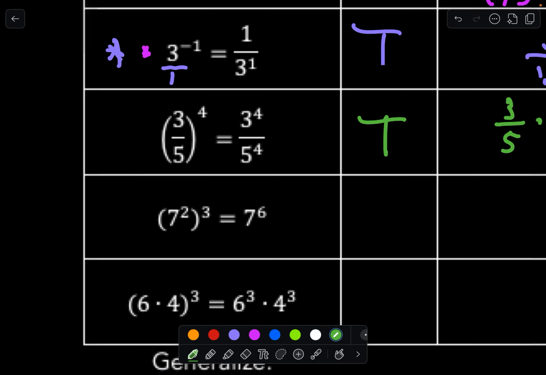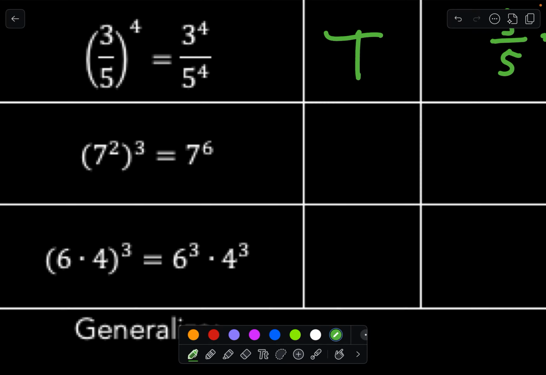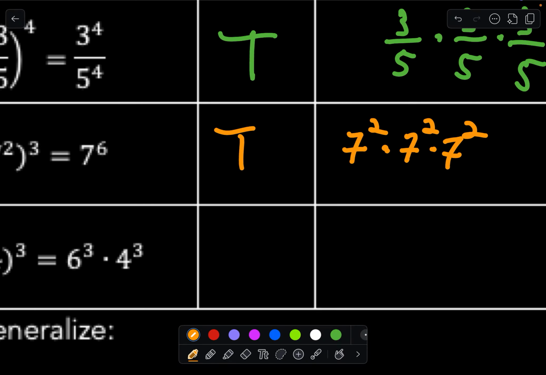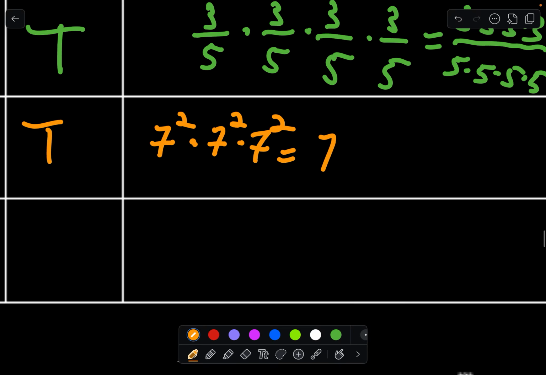Okay? Now, 7 to the 2nd raised to the 3rd power, does that equal 7 to the 6th? Well, since I've been doing this forever, that's true. Why? Because if you think about this, I kind of already said it above. 7 squared to the 3rd power is literally 7 squared times 7 squared times 7 squared, which is 7 to the 2 plus 2 plus 2 power, which is 7 to the 6th power.